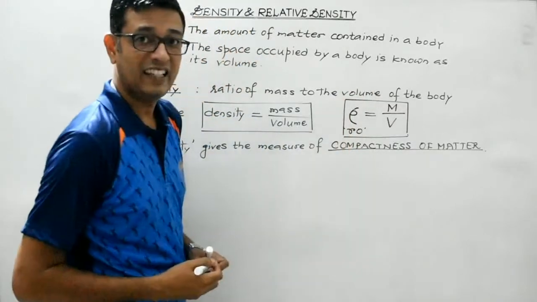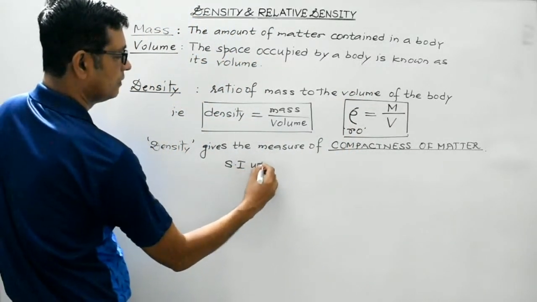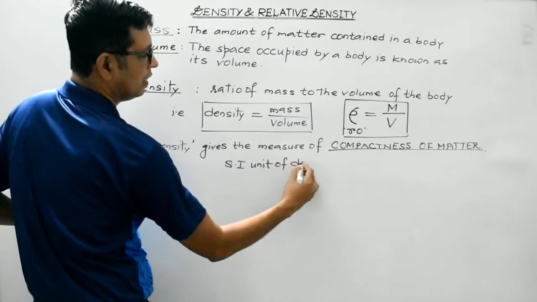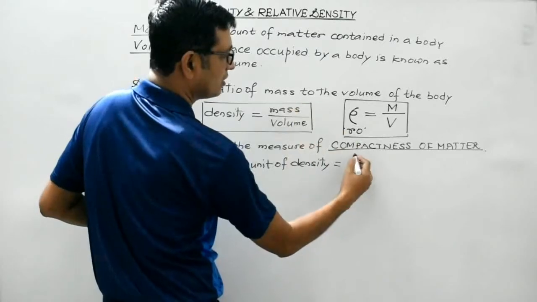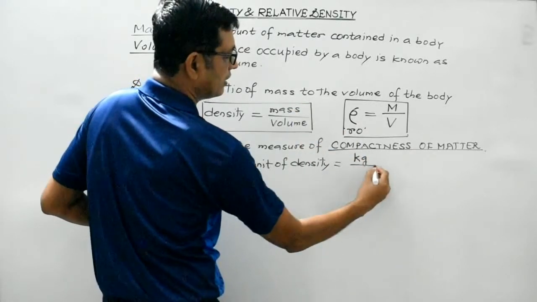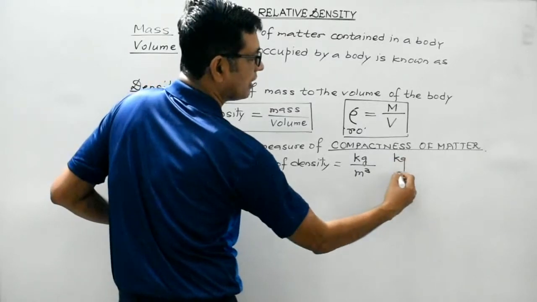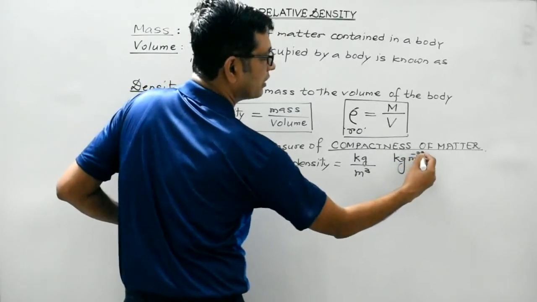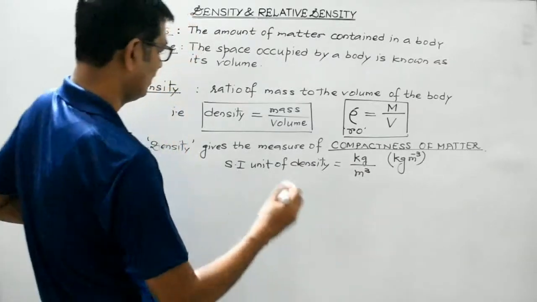Now regarding its SI unit, students, the SI unit of density: the SI unit of mass is kg, and the SI unit of volume is meter cube. So the SI unit is kg per meter cube. This is the SI unit of density, right?